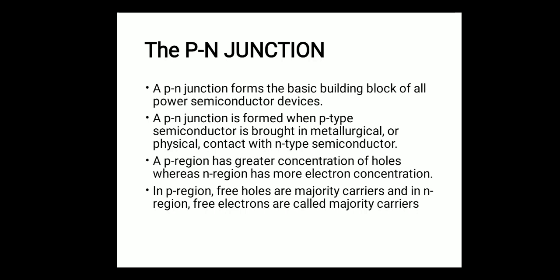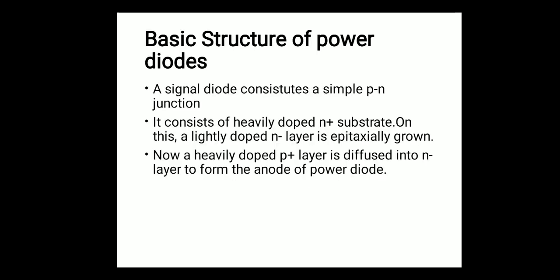A PN junction is formed when the p-type semiconductor is brought in contact with the n-type semiconductor. A p-type semiconductor has a greater concentration of holes, whereas an n-type has a greater electron concentration. Therefore, in the p-type region, holes are called majority carriers and electrons are called minority carriers. Similarly, in the n-type region, free electrons are called majority carriers, whereas free holes are called minority carriers.